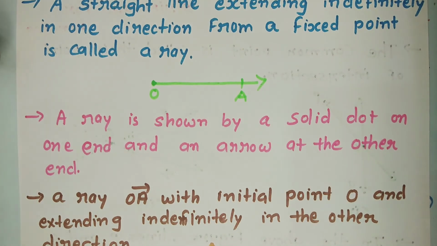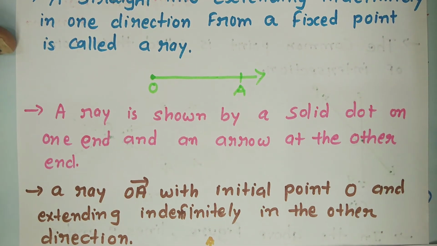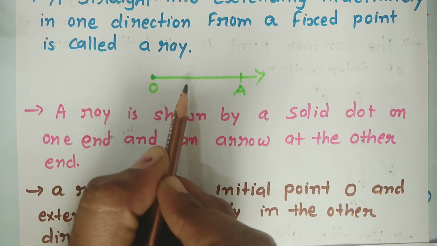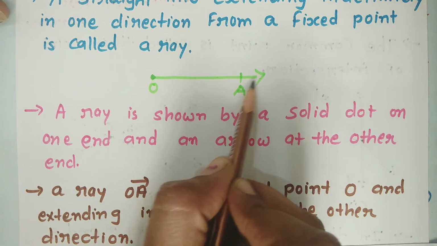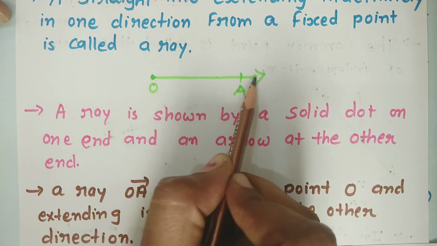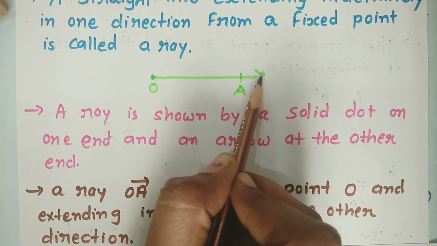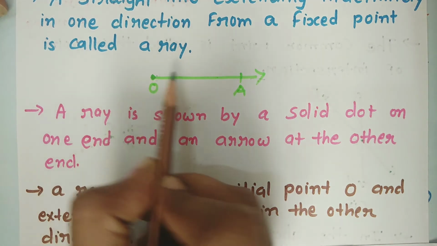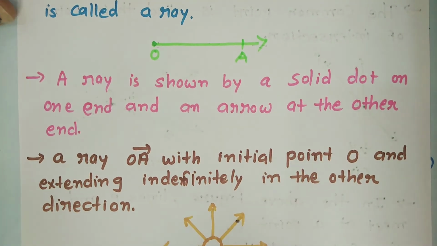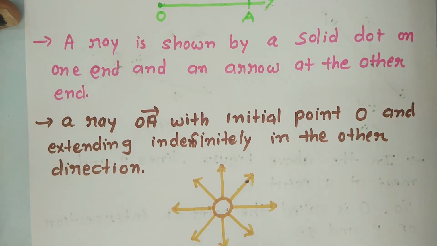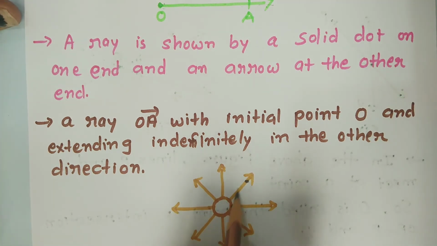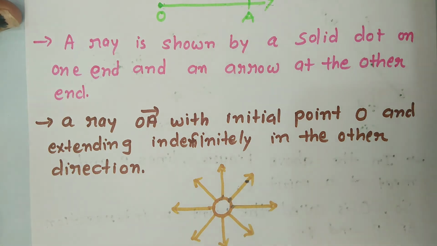A ray OA has the initial point O and extends indefinitely in the other direction. The starting point is O and I am extending it infinitely from point O to A. How far can I take it from A? Infinite, because here there is no end point. This is the end point. So here is the ray. In this figure, all the rays originate from this point. So these all are rays. A ray has one end point and one arrow.